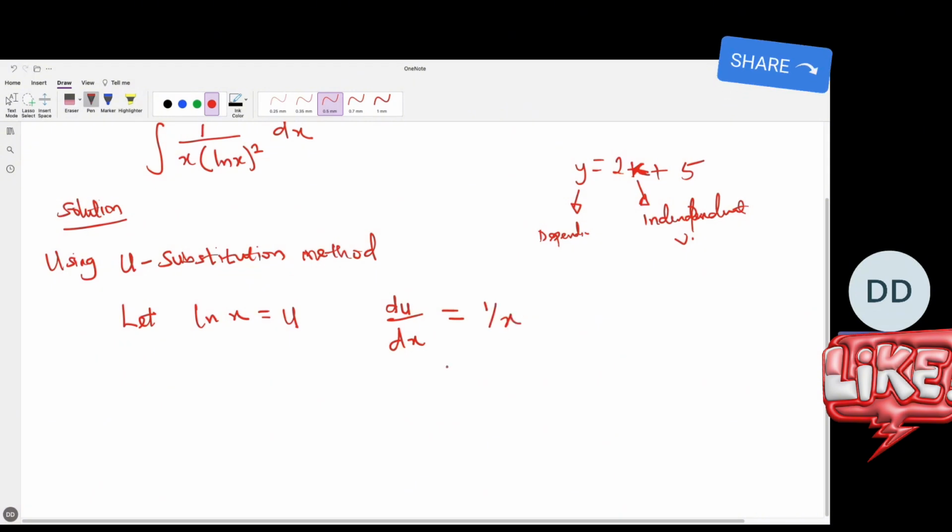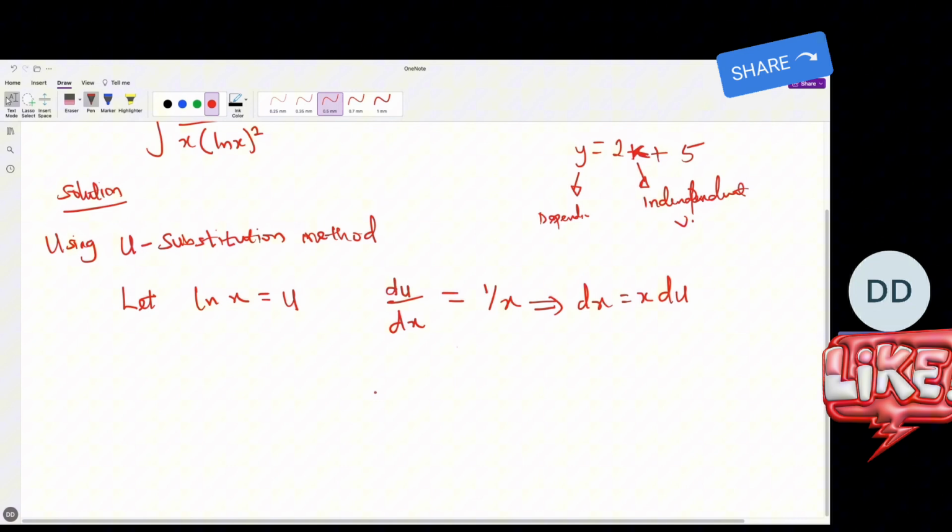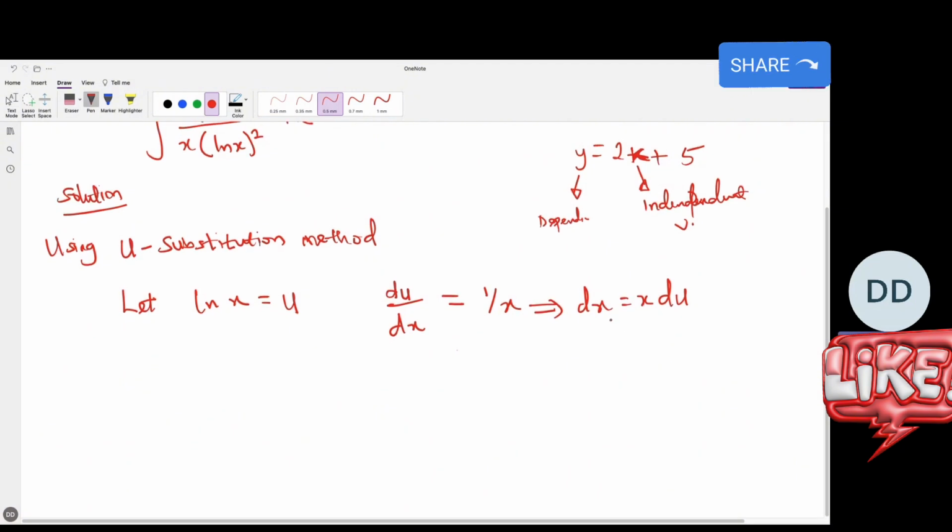You see that? So this simply means that I need to make x the subject of the formula. This is x du. Please make sure you're following also. So we have all we need.